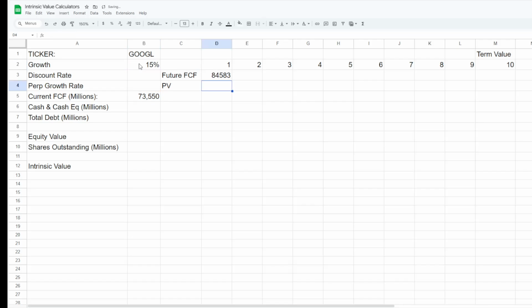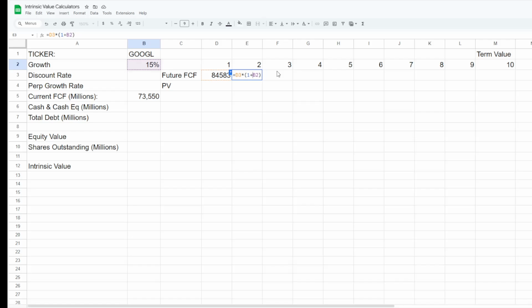And I hit enter, and we get $84.5 billion of future free cash flow. Okay. I'm going to do the same thing for year 2. I'm going to say it's the previous future free cash flow, which is 84.5 billion. I'm also going to multiply that by parentheses 1 plus my 15%, which is sitting here in cell B2. I'm going to close my parentheses. Now, before I finish that, I'm going to put dollar signs around B and around 2. And what that's going to do is it's going to anchor and always point to 15%.